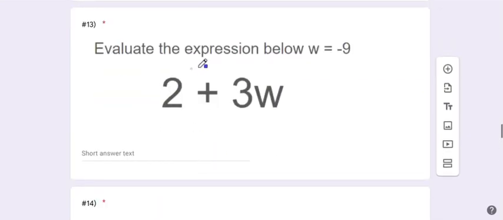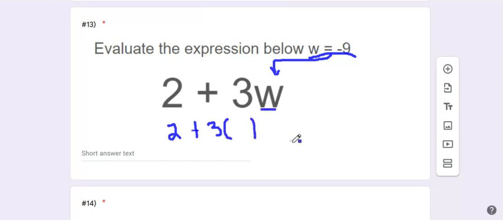Okay, number 13, evaluate this expression, 2 plus 3w, when w is equal to negative 9. So I need to take the negative 9 and put it in right there for w. Okay, so I have 2 plus 3w. Notice again how I am putting parentheses wherever that variable is at. Now this is step 1, this is set up. I put parentheses where the variable is at. Step 2, I take what w is equal to, which is negative 9, and I put it right here, right where the variable is at. Okay, that's step 2. I plug in.